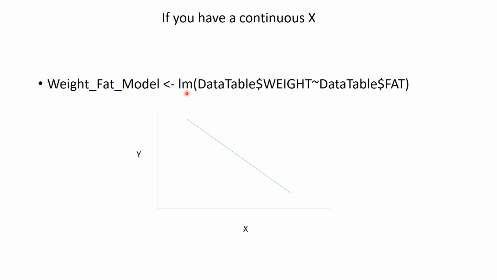And when we write a linear model, we put the y variable first, then we use a tilde, and we put the x variable. Okay, because my data is in the table data table, I use this notation, data table, dollar weight, and the dollar means pull out the column weight. So we want to have the column weight in the table data table as a y variable, and we want to have the column fat in our table data table as our predictor variable or our x variable.